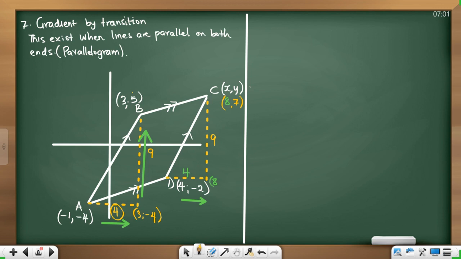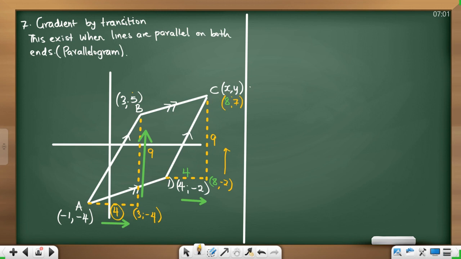I don't know if that makes sense to us. This point here is -2. If I move 9 units up, then I'll get 7. 9 minus 2 will be 7. Let's confirm if this is correct in terms of the gradient. Then I'll show you the other one. I can also move from A to D.